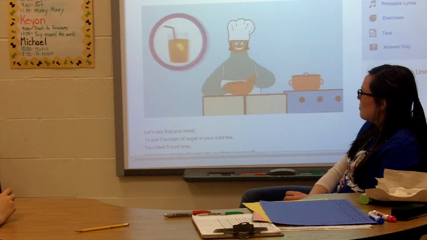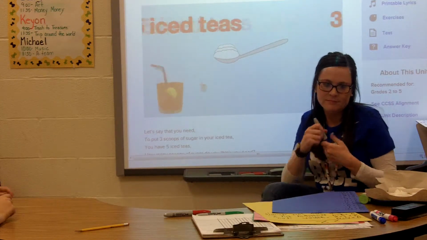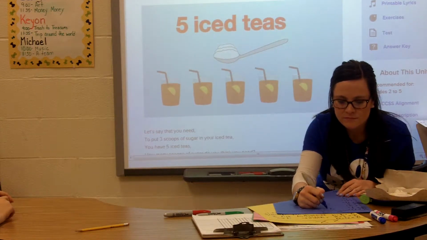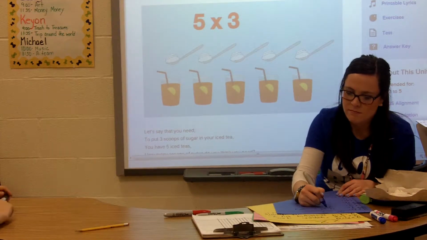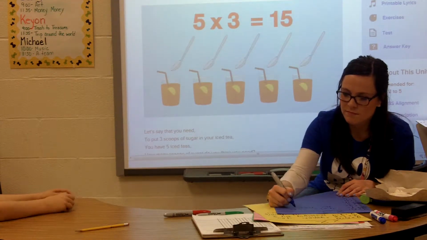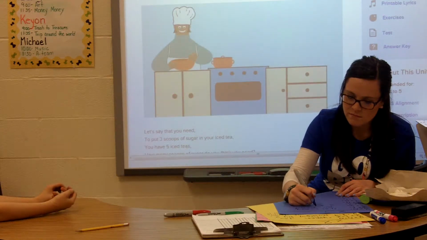Let's say that you need to put 3 scoops of sugar in your iced tea. You had 5 iced teas. How many scoops of sugar do you think you need? Now let's see, that's 5 times 3. I know the answer is 15. Yeah, that's just what we do. In the kitchen, we cooking up our vegetables.